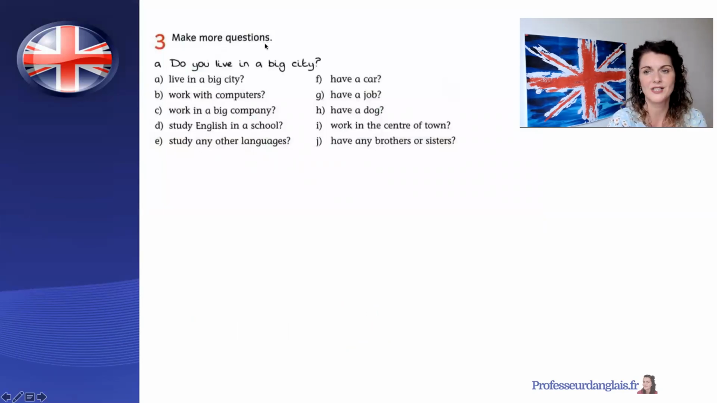So can you make some sentences? Make more questions. So you can see the first one, live in a big city. How can I make a question? Do you live in a big city? Have a look at the rest. We've got work with computers, work in a big company, study English in a school, study any other languages, have a car, have a job, have a dog, work in the centre of town, have any brothers or sisters. Can you make these into questions? Pause the video, have a go.